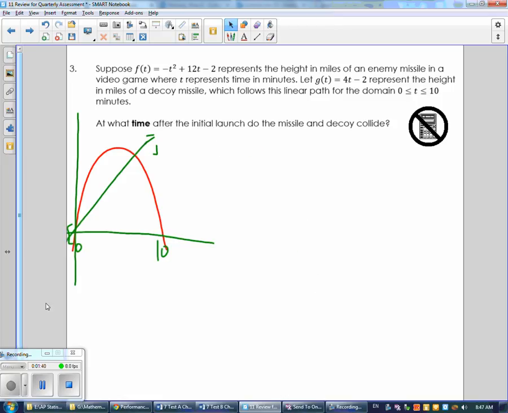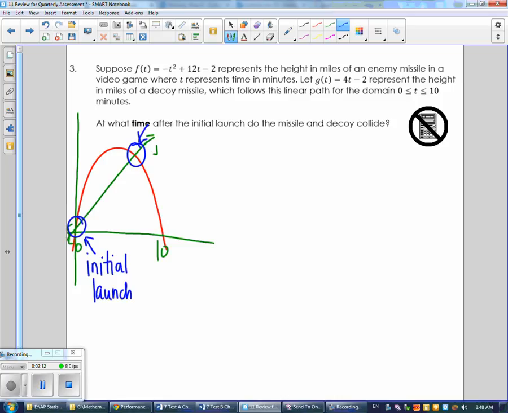And so what we're looking for is at what time after the initial launch do the missile and the decoy collide. So this is the point that I'm interested in. Now I know algebraically that my line and my parabola are also going to intersect somewhere over here. But this is what we're calling the initial launch. And I'm not interested in that point. I'm interested in this point up here where the two collide. And if you think about it, this is now just another system of equations that I can solve using substitution.